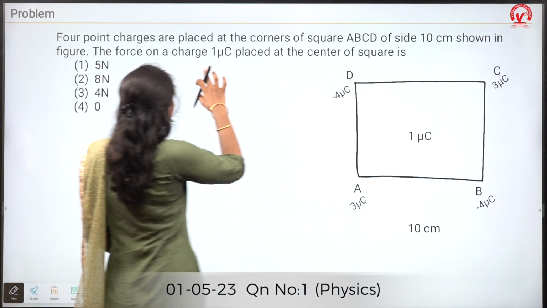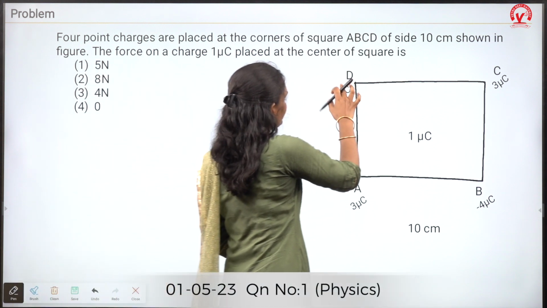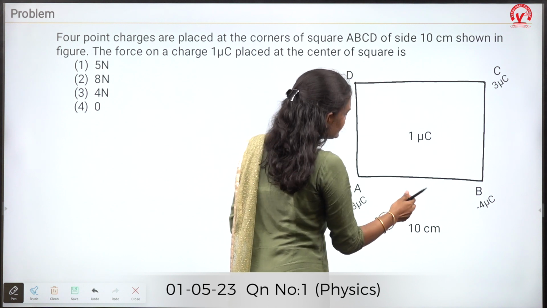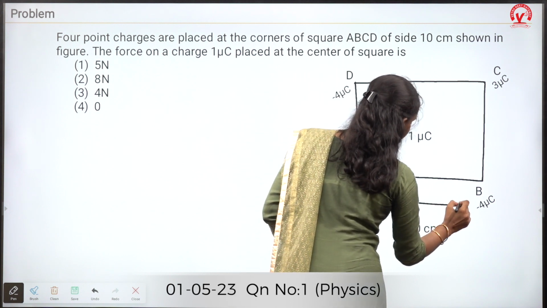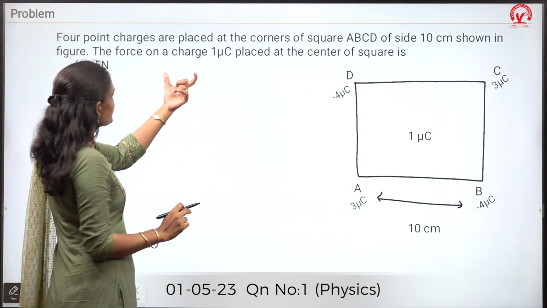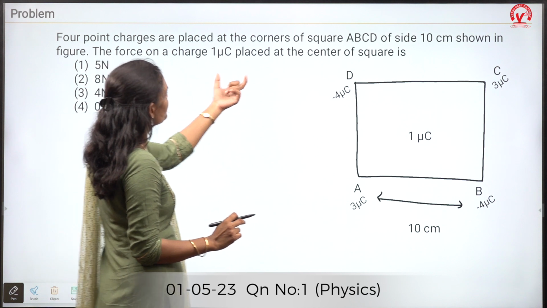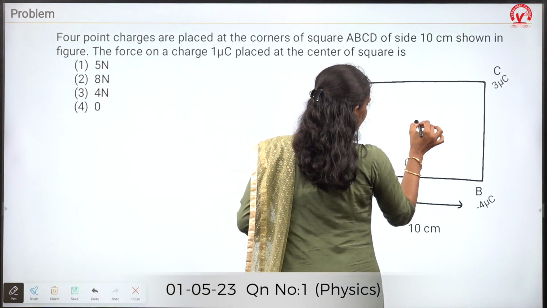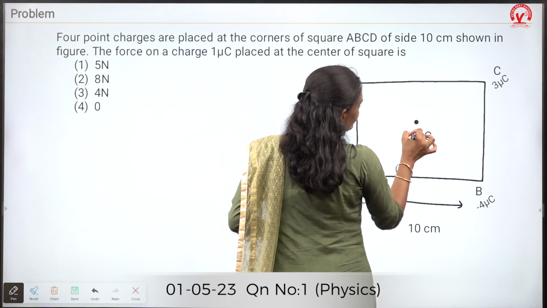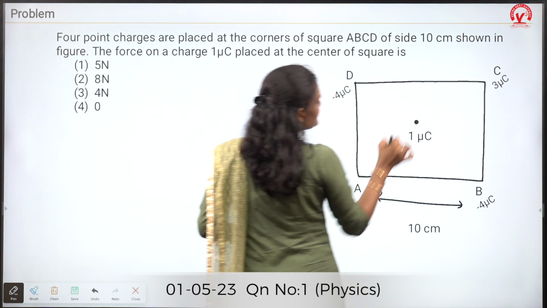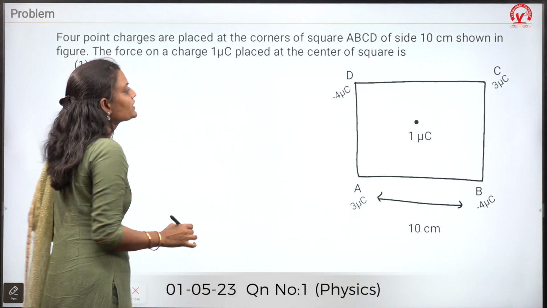Four point charges are placed at the corners A, B, C, D of a square of side 10 centimeter. The question asks for the force on a charge of 1 microcoulomb placed at the center of the square. Our aim is to find the force on the center charge, which is 1 microcoulomb. What is the charge present in the center of the square?